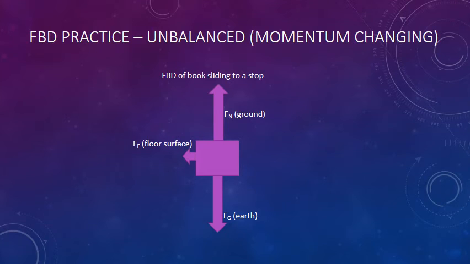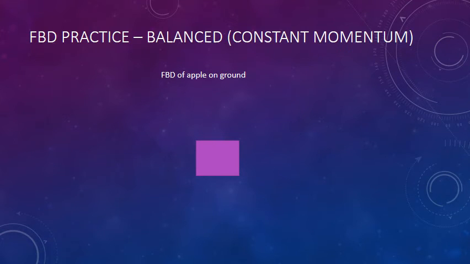If the person isn't still pushing the book, if it's just sliding to a stop, there's no pushing force. There's no normal force from a person. So think about your system. If the person's not touching that object, then the force isn't going to be on there. So this object is unbalanced. The free body diagram shows that the momentum of the object's changing. We know that's happening. That book is actually slowing down. So we should have an unbalanced free body diagram. Let's look at a couple of free body diagrams that would be balanced.